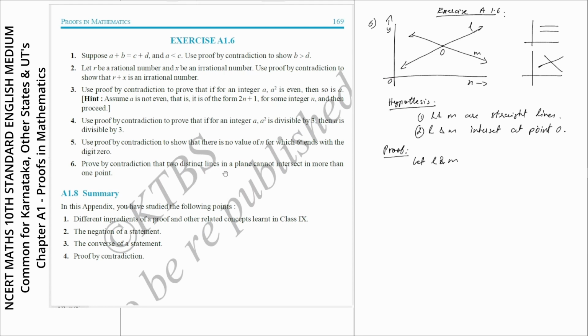Let L and M intersect at another point apart from point O. This is just an assumption. This is line L and this is line M. They are intersecting at 2 points like this, O and some other point. But now there is a contradiction.